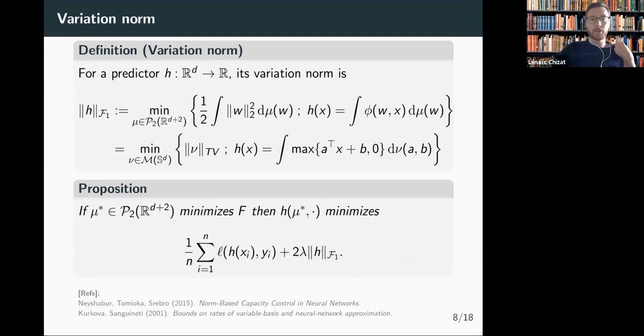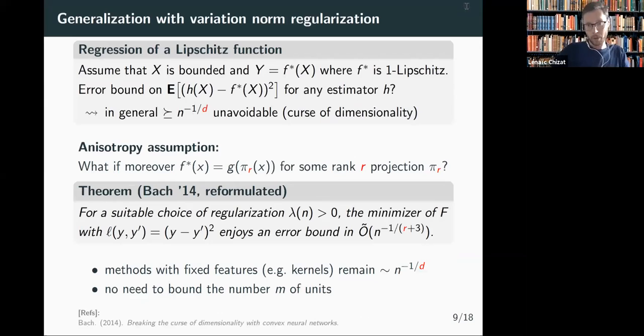To answer this question, we'll look at a specific setting, which I think illustrates quite well what's happening. Assume that we have inputs which are bounded, and the outputs are given by one-Lipschitz functions of the input. So we consider a regression task. We just want to learn a Lipschitz function, and we want to find a predictor h with small expected L2 error.